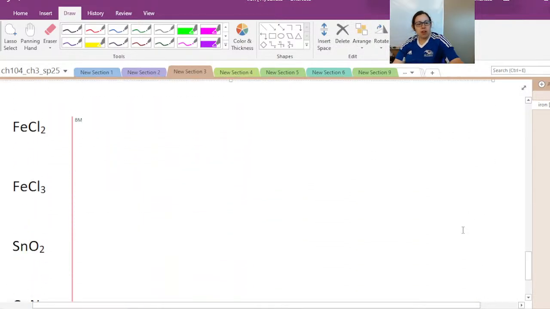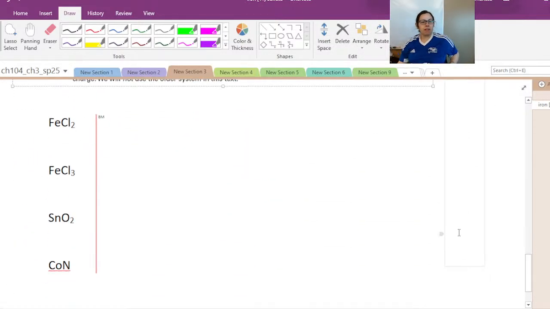All right, so try to name these. So pay attention to what it would have to be to make it neutral.